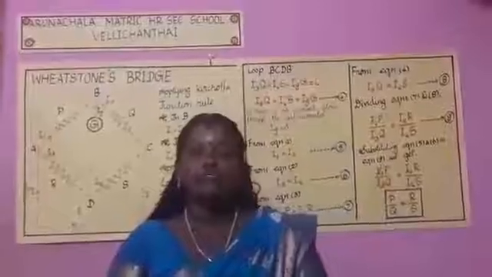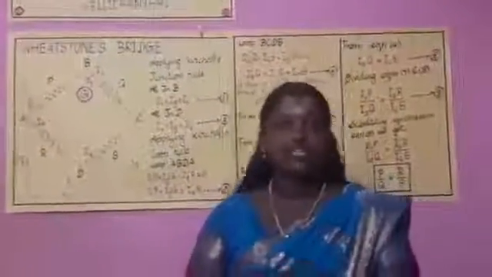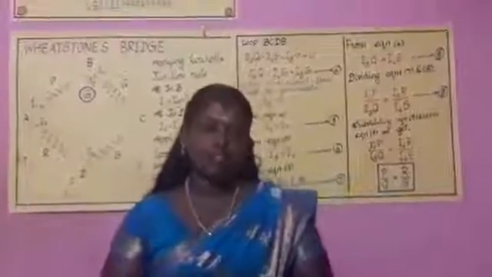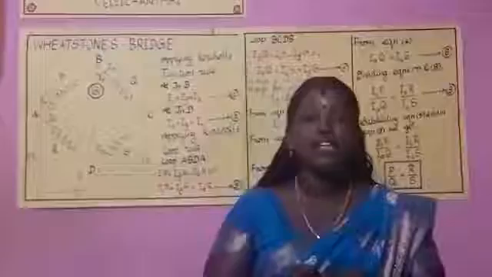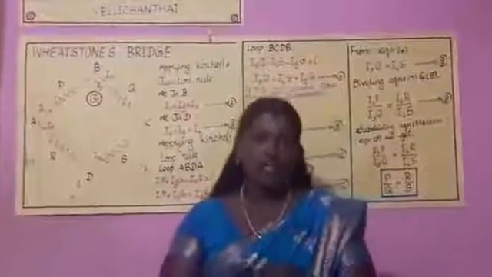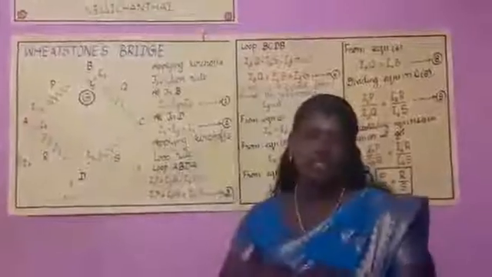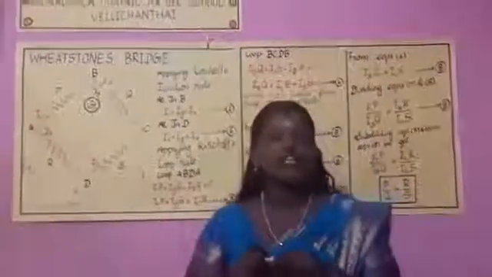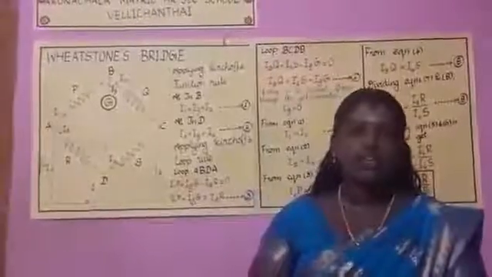Already we know that physics is the branch of science. Without physics, we can't get anything in our day-to-day life. Do you know what is electric current? Yes, it is the rate of flow of charge. Today I am going to discuss about Wheatstone bridge. It is an important application of Kirchhoff's rules, first rule and second rule.